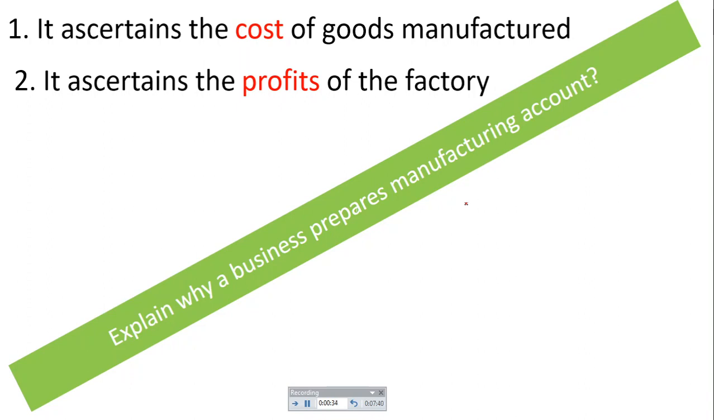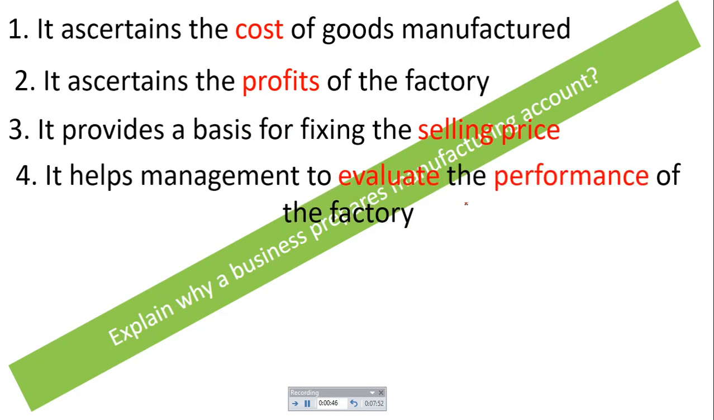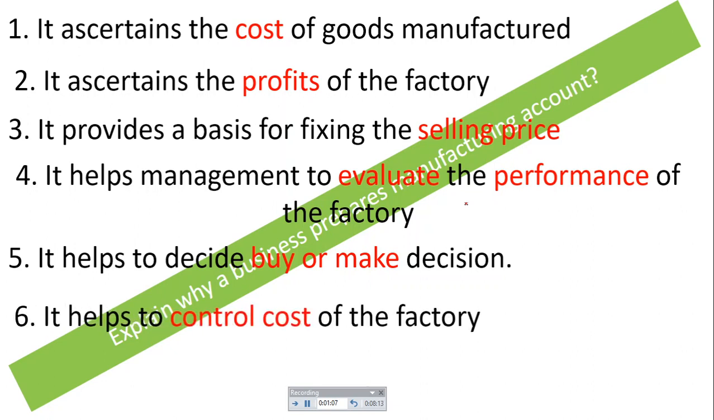To ascertain the profit of the factory. So you have a factory, how much profit did you make by manufacturing goods? To fix the selling price, at what price you want to sell it. To evaluate the performance of the factory. Is your factory doing good or bad? Make or buy decision. Let's say you want to make a certain product. Is it profitable to buy it from external suppliers, or is it profitable to make it yourself? So it helps you to make buy and make decisions. Control cost. Well, in the factory you have a lot of direct and indirect cost being incurred. It helps you to control it.